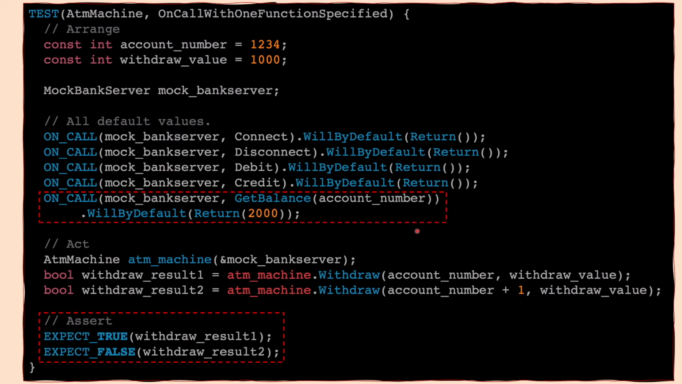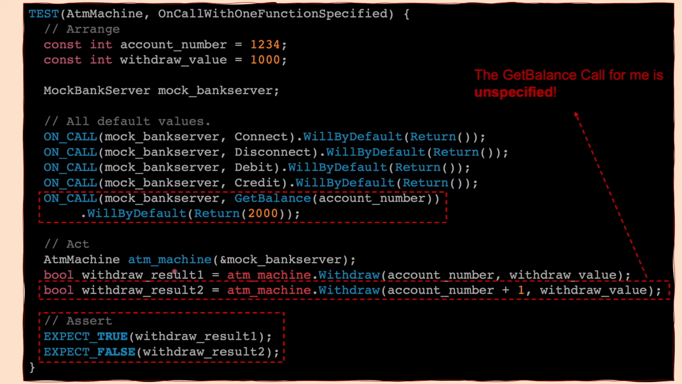Now let's look at another example. In this example, I have two calls on my withdraw function. One is with the account number, the other is with the account number plus 1. And what I specified here is for getBalance to be called with the account number, and in that case, I return 2000. Everything else is default. This will work for the first withdraw function because we say if getBalance was called with the account number, return 2000, this would be a success and we can verify it right here.